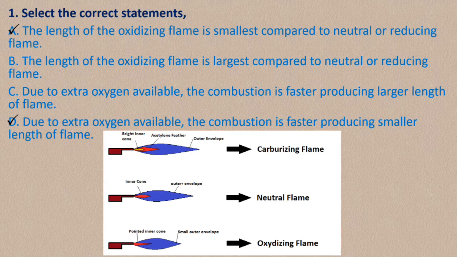Excess oxygen is used in oxidizing type of flame. It is used for welding oxygen-free copper alloys, brass and zinc-based materials.